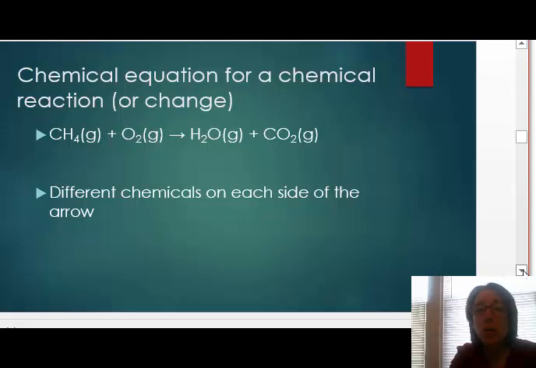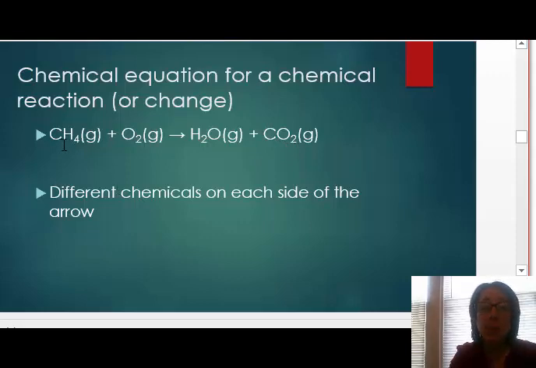Chemical equations are not only useful for describing physical reactions, but also for describing chemical reactions. We will look at chemical equations in more depth later in the semester, but what I would like you to notice now is that in this chemical equation, there are different chemical formulas on each side of the arrow.